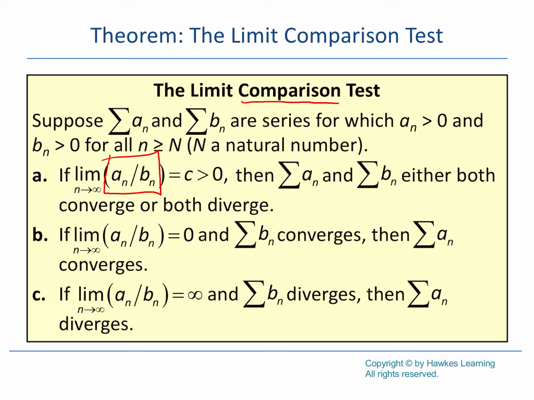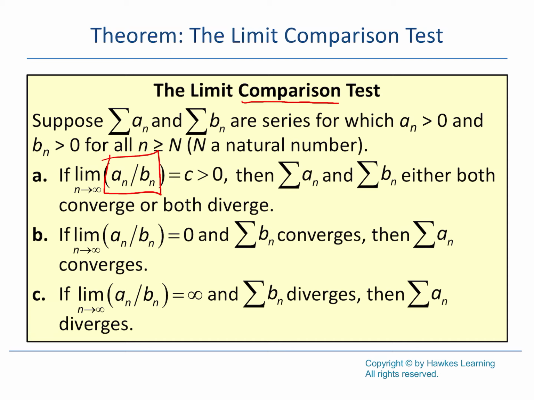What that's saying is that eventually, if the limit of that ratio approaches some constant number, it means that the 2 series that you're working with are very similar in their tail end behavior. And so they go together.